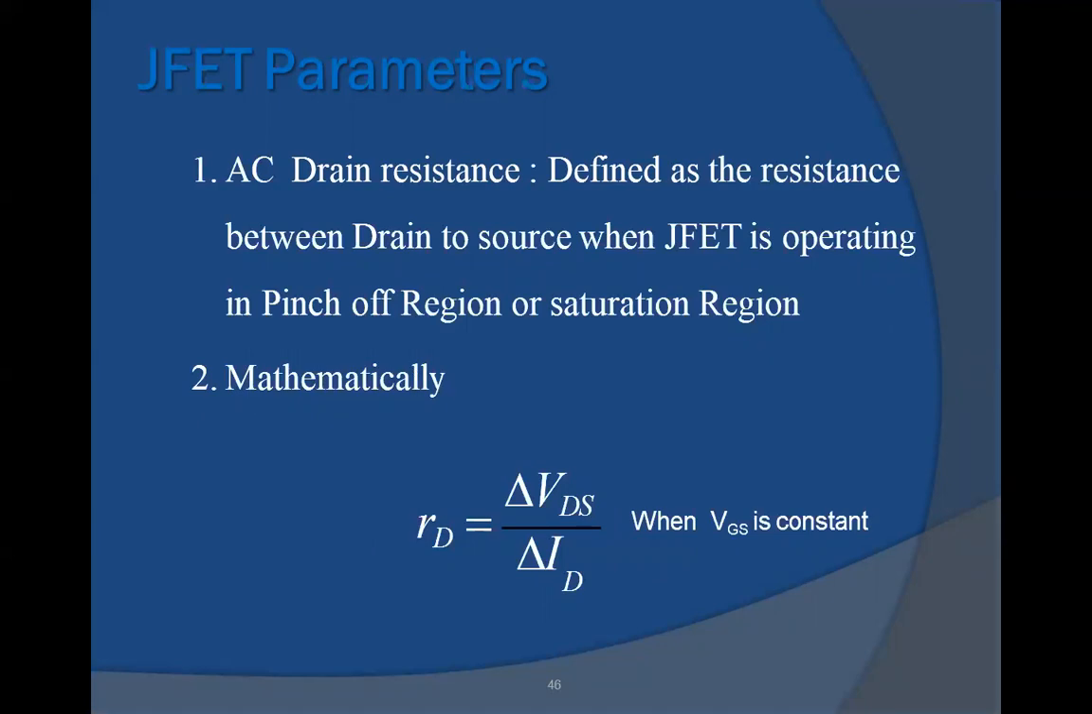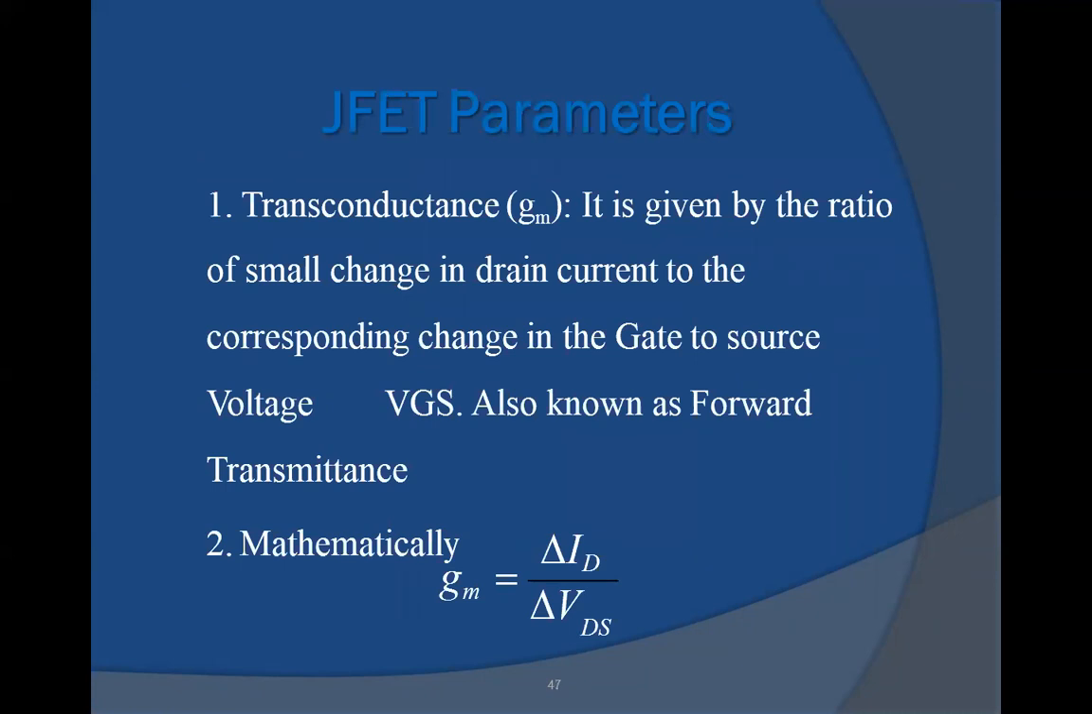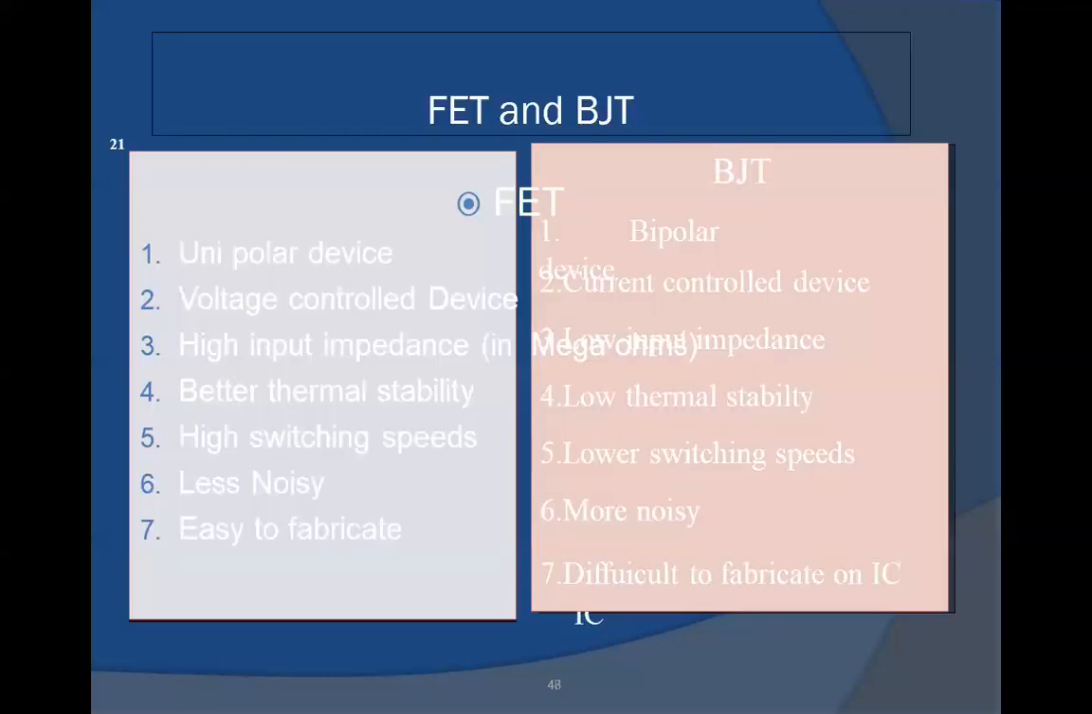Then AC drain resistance is defined as the resistance between the drain and source when JFET is operating in pinch off region or saturation region, that is given by RD equal to del VDS by del ID when VGS is constant. Next is transconductance, which is given by the ratio of small change in drain current to the corresponding change in gate to source voltage VGS, which is also known as forward transmittance. It is given by the formula GM equal to del ID by del VDS.